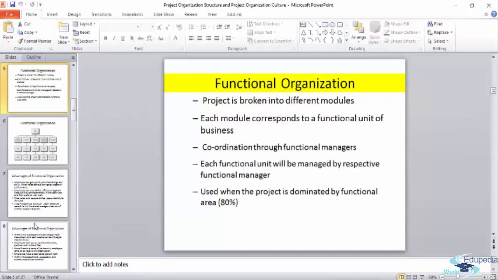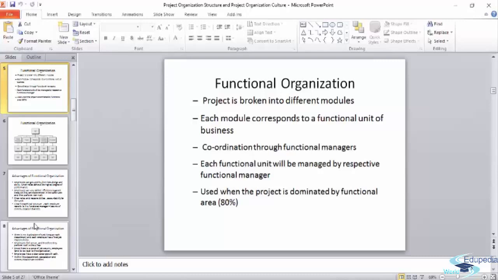Functional organization, here the project is broken into different functional modules. Each module corresponds to the functional unit of business. Coordination through functional managers. Each functional unit will be managed by the respective functional manager. And this type of project is chosen when the project requirement is dominated by one functional area. For example, if you are doing a major project in marketing, where 80% of work is going to be marketing, and there will be some finance and other operation areas, then you can go for a functional organization.